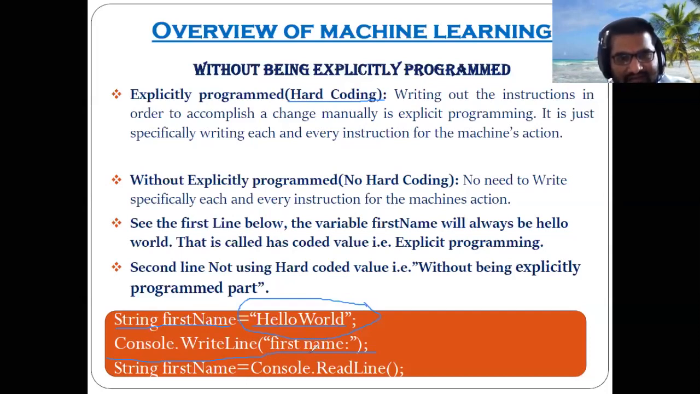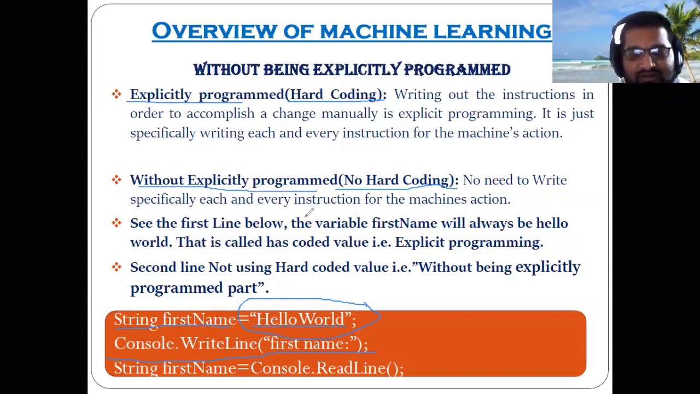Yes, sir. You are asking the value from the user. No need to change the value every time. So that comes under the category of what? No hard coding. Hard coding. I hope you have got the difference between the explicit programming and without explicit programming. You got the point? Yes, sir. So now I'm going to make it more clear by taking a real life example.